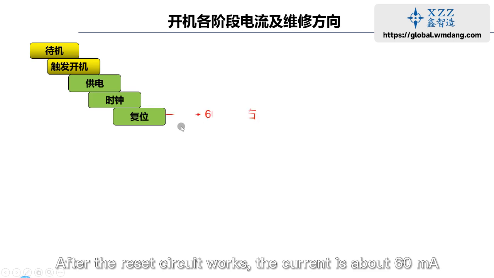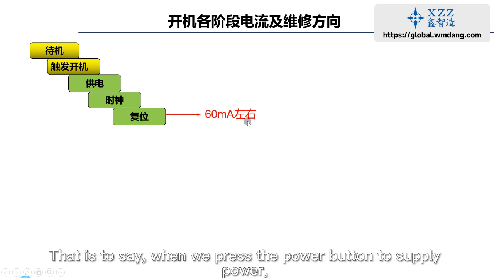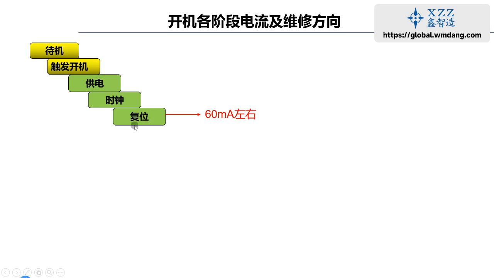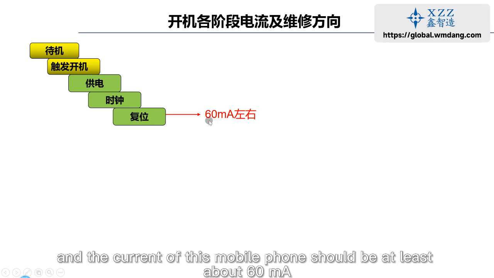After the reset circuit works, the current is about 60 milliamperes. That is to say, when we press the power button to supply power, the clock is normal, the reset is normal, and the current of this mobile phone should be at least about 60 milliamperes.